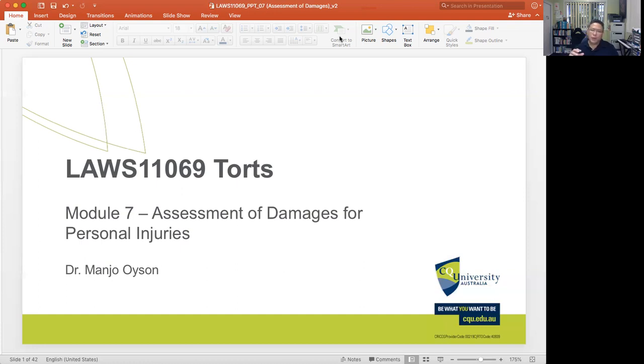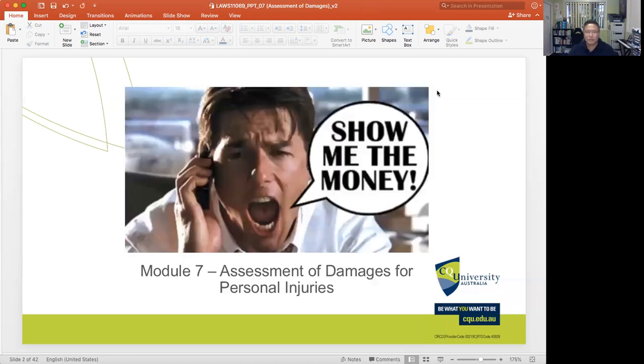Now, when we examine the topic of assessment of damages for personal injuries, and when you go through the textbook, it can appear that the topic is really dry. It's pretty boring. But in fact, it is a very important topic because when you think about it, it's all about showing me the money. So as Tom Cruise would say, show me the money. And this particular topic, therefore, is in fact pretty relevant to lawyers and solicitors.